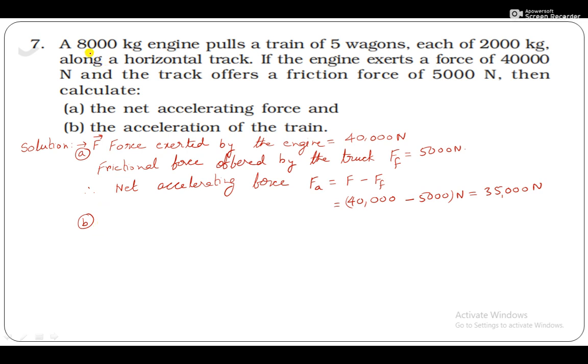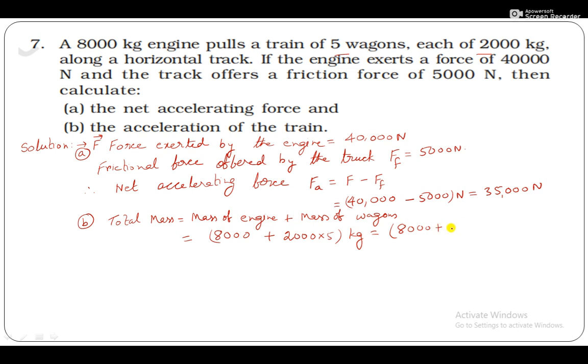The total mass is the mass of the engine plus the mass of the wagons. Mass of the engine is 8000 kg, and the mass of the wagons: there are 5 wagons and each is 2000 kg, that is 2000 into 5 kg. Therefore, we get 8000 plus 10,000 kg, and that comes to 18,000 kg.